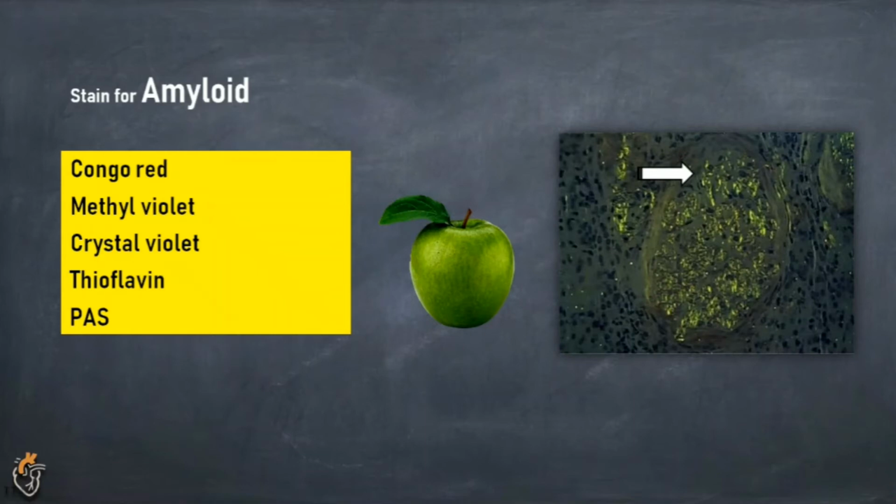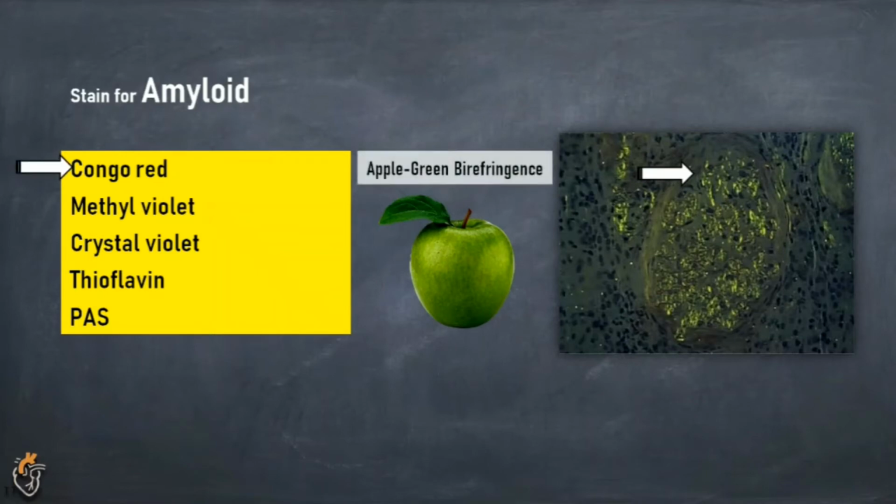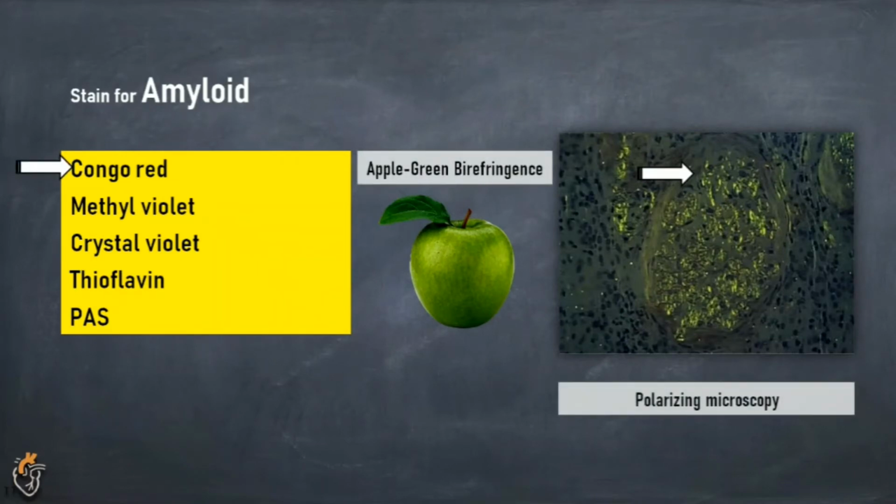Now the question is, what type of microscope is used here? The microscope is polarizing microscope. So whenever you read about amyloid, you must remember three things. These are the Congo red, apple green birefringence, and polarizing microscope.